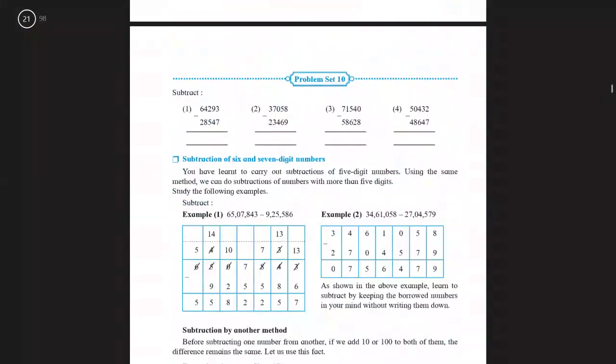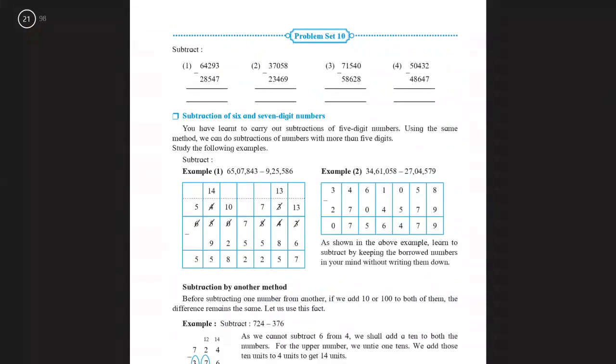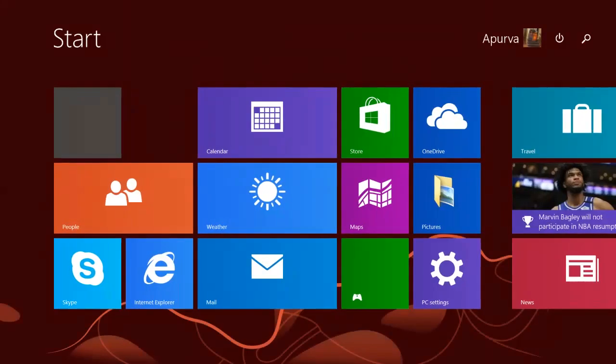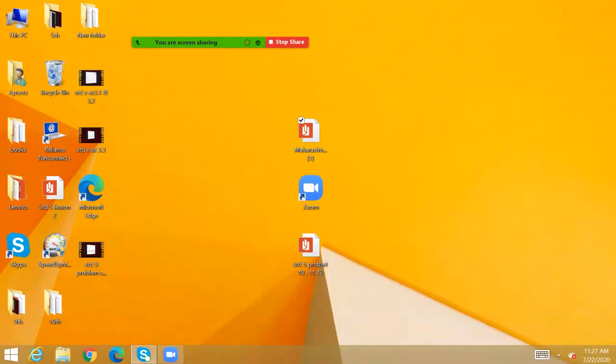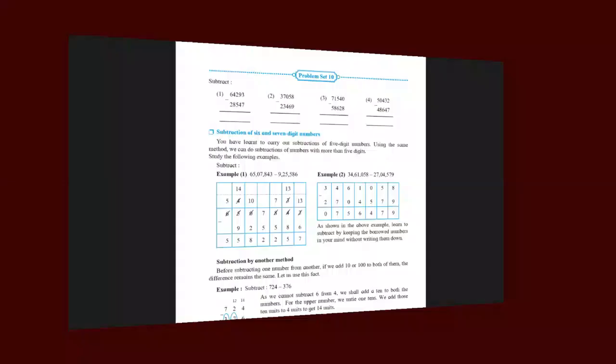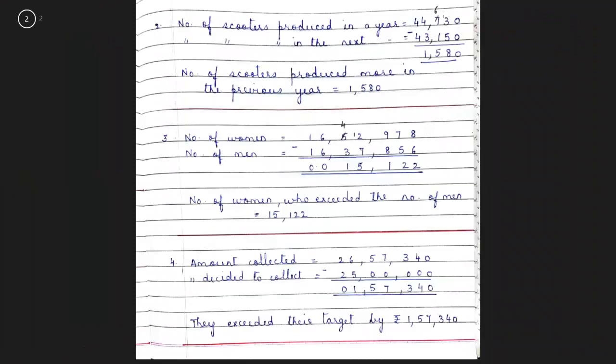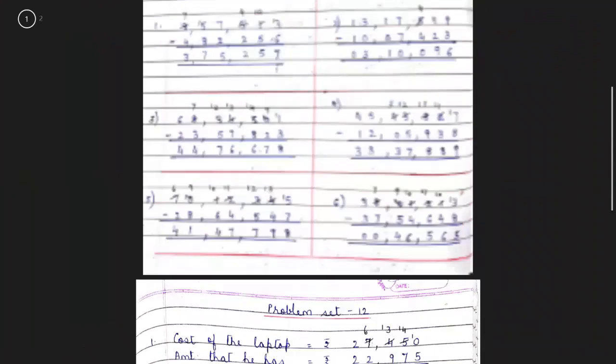Hello children, today we begin with problem set 10, subtraction. Now the four questions that are here, it is just a revision of what you have done before. I'll show you how to do these sums. Most of you must be aware how to do it, but I'll still explain to you so that it becomes easy for the ones who have forgotten a few steps how to do it.